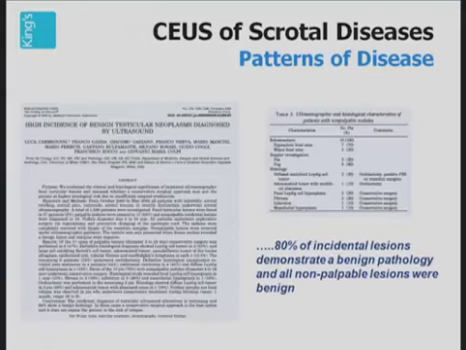A recent publication out of Italy demonstrates that a large number of lesions found incidentally on the ultrasound examination, and this was in patients with infertility being investigated for that abnormality, 80% of these incidental lesions were actually benign. This is where adding contrast-enhanced ultrasound to the examination of the testicular mass will help to determine whether or not this is a malignant or a benign abnormality.